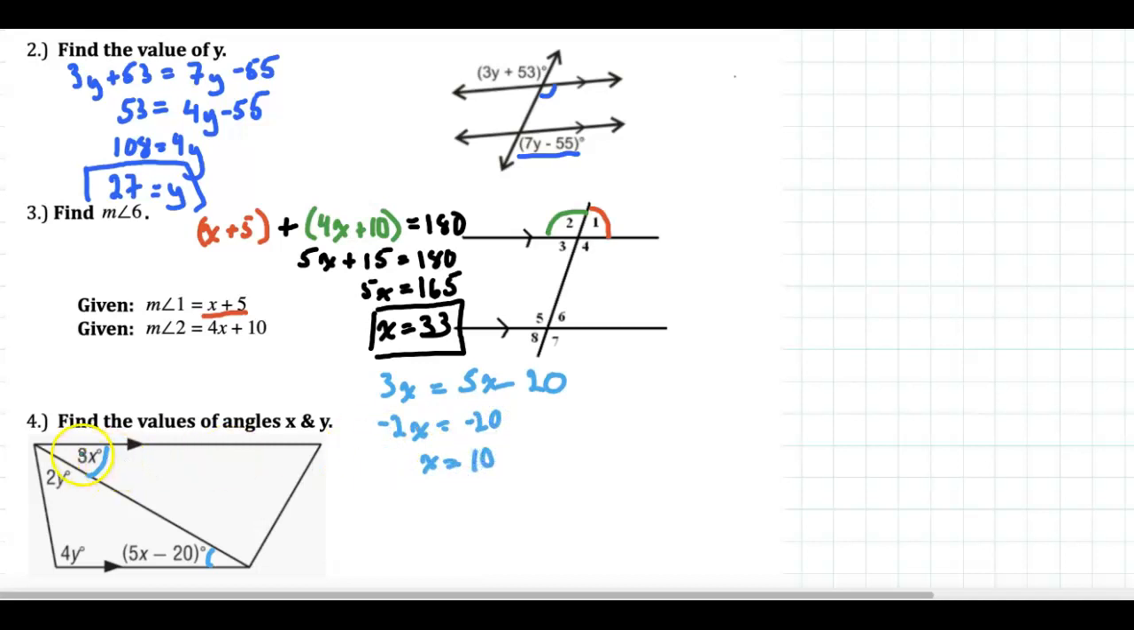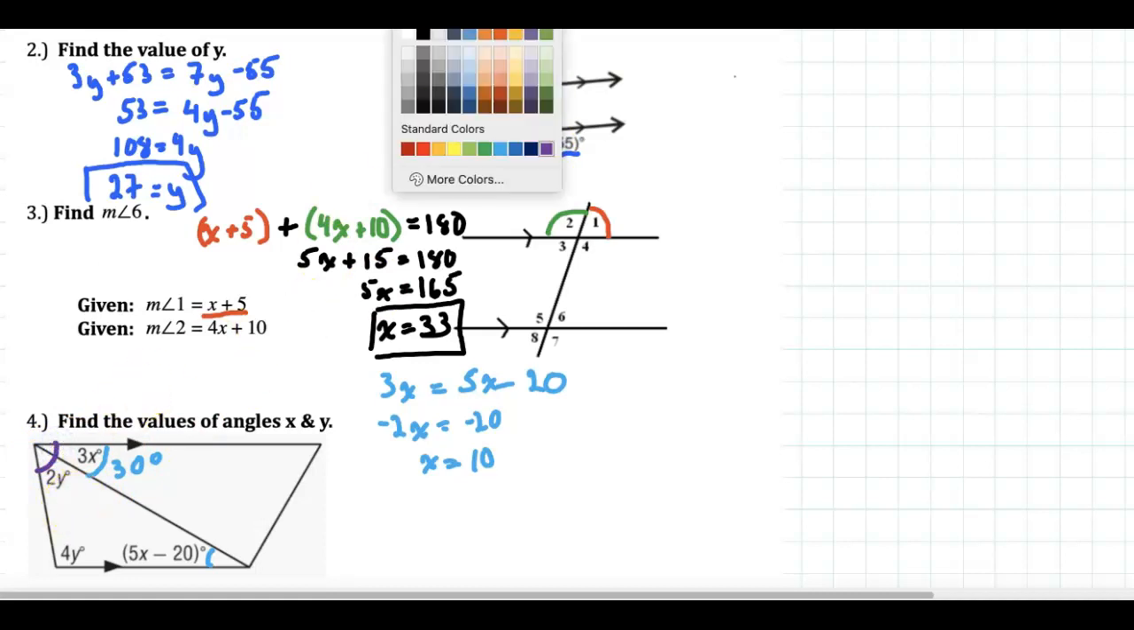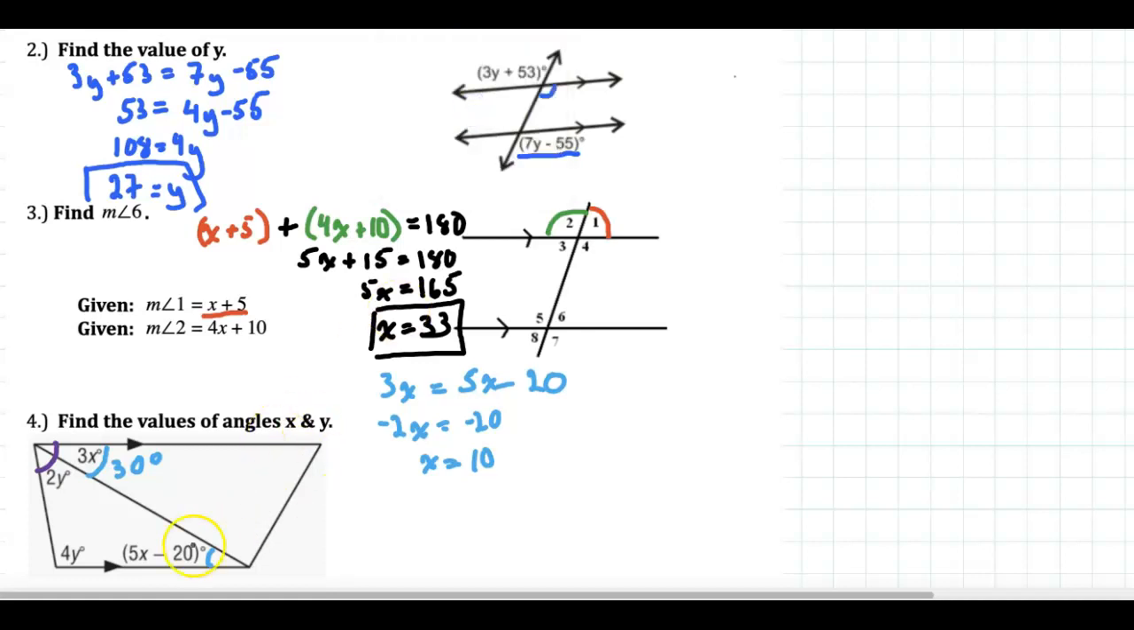So if x equals 10, this angle here would measure 30 degrees. Okay, why is that helpful? Well, let's change some colors here. Okay, so this angle here, and then this angle over here, 4y, right? These are consecutive interior angles, so they are supplementary.